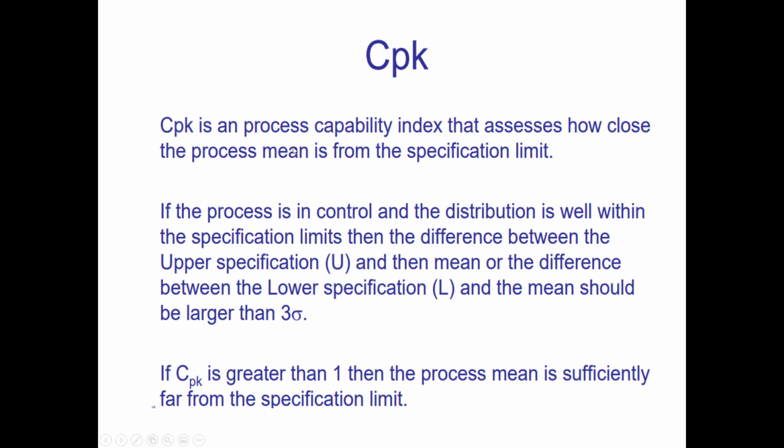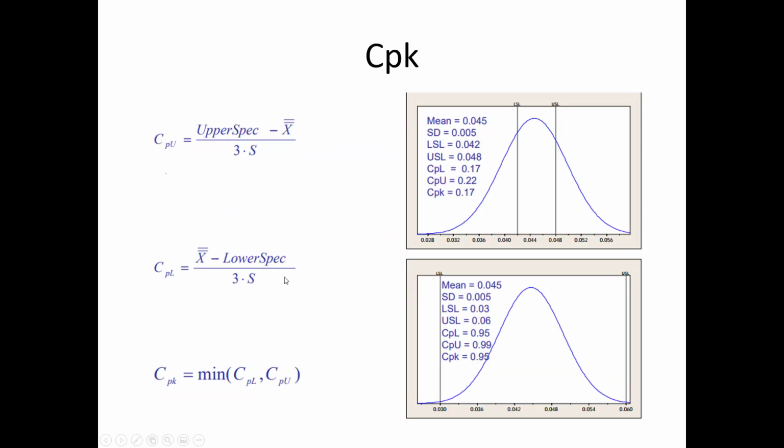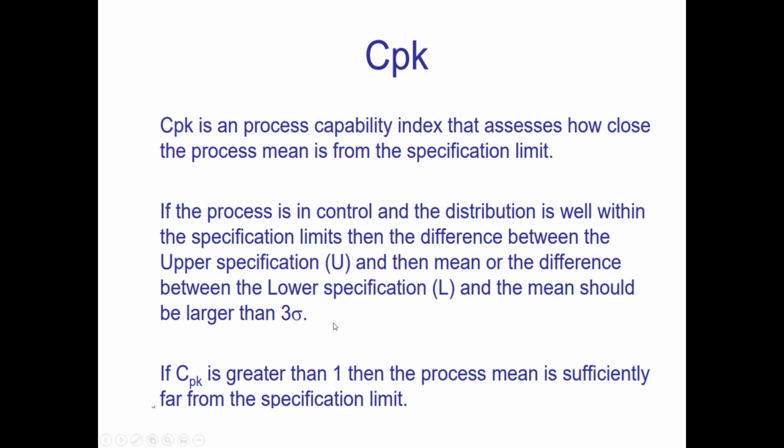So in order to measure such a process, in order to capture the variation in the mean, you will use Cpk. Cpk is a process capability index that assesses how close the process mean is to the specification limit. So in this one we will check the mean, and in the other one we will check the dispersion. If the process is in control and the distribution is well within the specification limit, then the difference between the upper limit and the mean, or the difference between the lower limit and the mean, should be larger than 3 sigma. So this is the interpretation of the Cpk formulation. I will show you how to calculate Cpk manually in an example in a later slide.